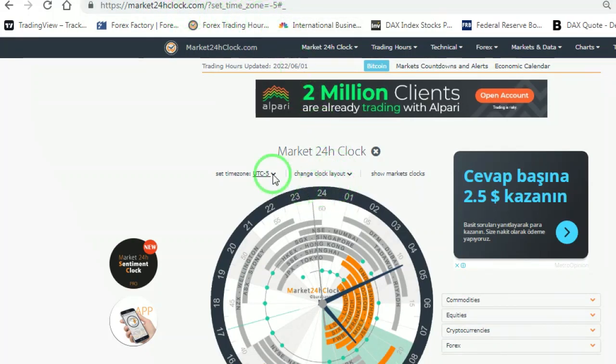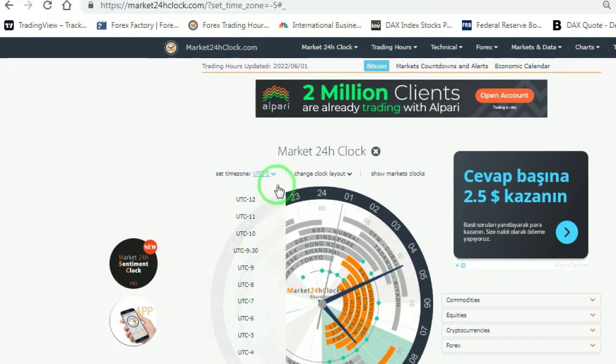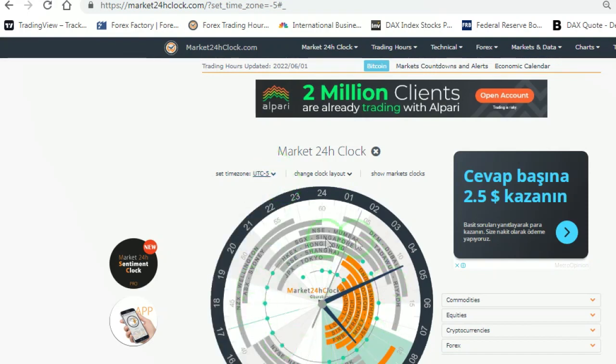market24hclock.com site. Set your time zone to detect the Tokyo session limit. In my zone, this session is from 20:30 p.m. to 1 a.m.